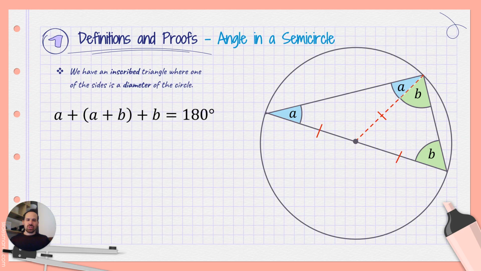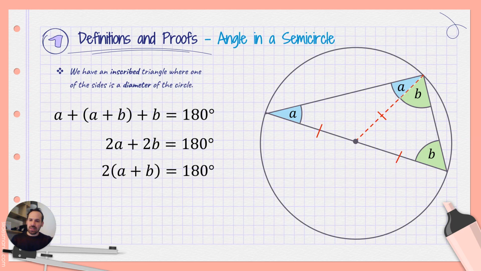Now if we just use the property of this big triangle we have inscribed in the circle, we know the angles are going to add up to 180. So we've got the angle A, we've got the angle B, and then we've got the angle A plus B. We add all that up, you essentially get 2A plus 2B is 180. So therefore, two lots of A plus B is 180, and so therefore A plus B is 90. So you see that angle touching the circle, the one we looked at first, which is A plus B, we've managed to prove that that is indeed equal to 90.